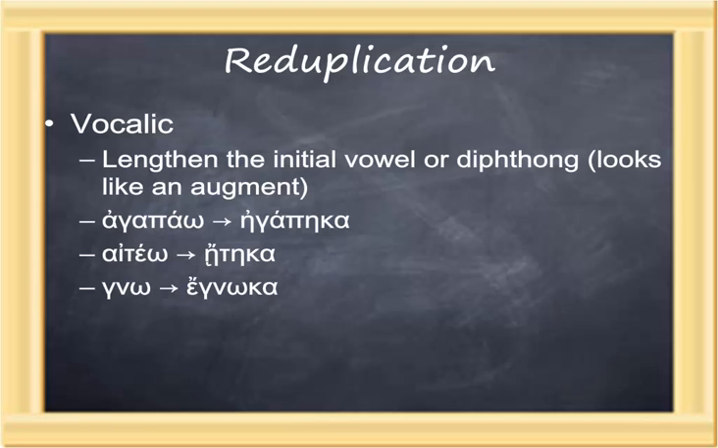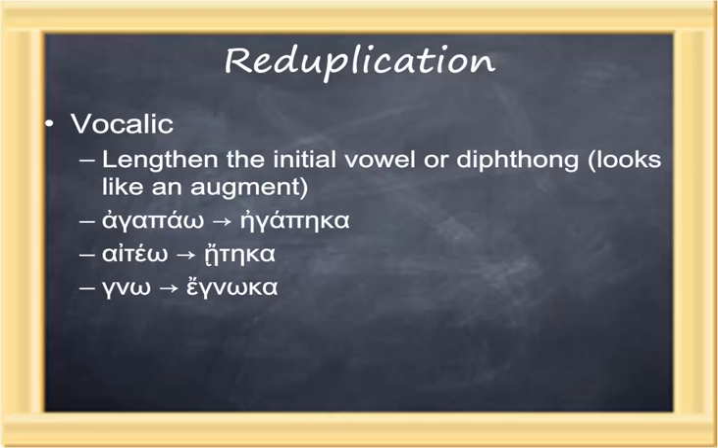So agapao reduplicates to agapeka. Notice the lengthening of the initial alpha. Aiteo, the diphthong iota reduplicates to eta, so the form is eteka.